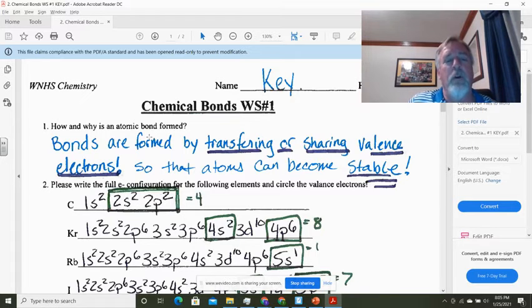So if we look at our first problem in our worksheet, that's how and why are atomic bonds formed. Well, the how: bonds are formed by transferring or sharing the valence electrons. And why are they transferring and sharing those valence electrons? It's because the atom wants to be stable. It wants that full outer ring, that full outer shell. Remember, stable doesn't mean that it's neutral. Stable means that it's got a full outer shell.